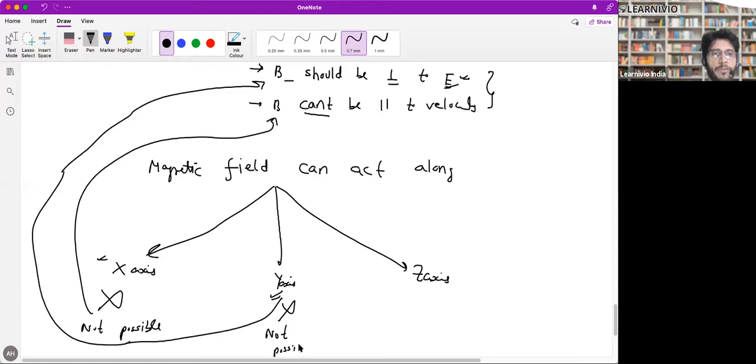Sania, are you getting it? Why can magnetic field not be along y-axis? Because magnetic field should always be perpendicular to electric field. It cannot be in direction of electric field. So we're left with only z-axis. But for z-axis, we have two possibilities. One is positive z-axis, another is minus z-axis. For positive z-axis and negative z-axis, we have to use the hit and trial method.